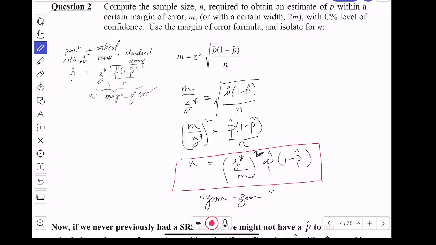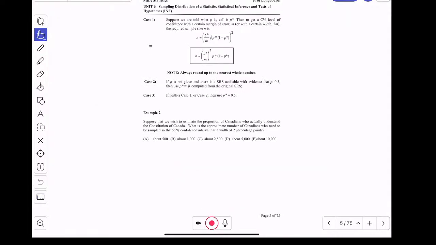So P star. There are several scenarios. Remember that this is about taking a sample. Presumably I don't have one. I've never done this before, so I don't have an idea of what P could be. I want to estimate P. So how could I, in trying to estimate P, already have an estimate of P? That's bizarre. So there are three scenarios I want to review.